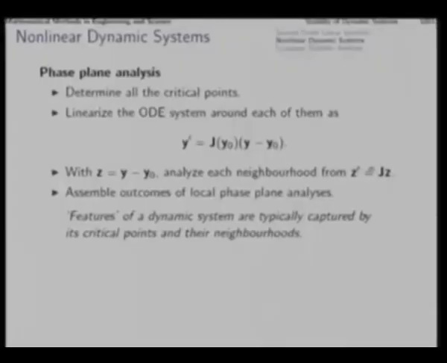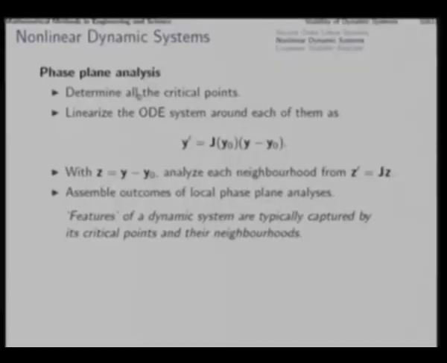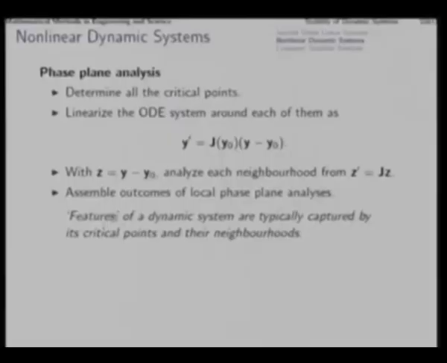So, you can make the phase portrait of this system and take a small part of it, because this is first order analysis and will be valid only in the neighborhood, and plug that in at y0 in the y plane. Similarly, at every y0 you plug in a small phase portrait which you get through the analysis of this kind of system, and then you can assemble the entire phase portrait of the original system. Through the assembly you will be able to picture the entire phase portrait even for the nonlinear system. That shows that features of a dynamic system are typically captured by its critical points and their neighborhoods.